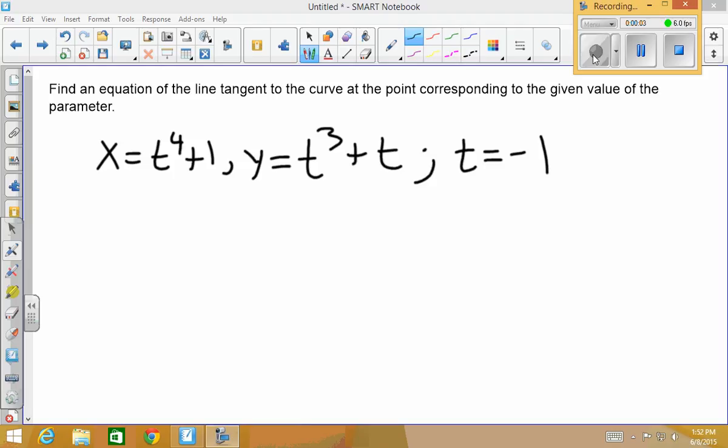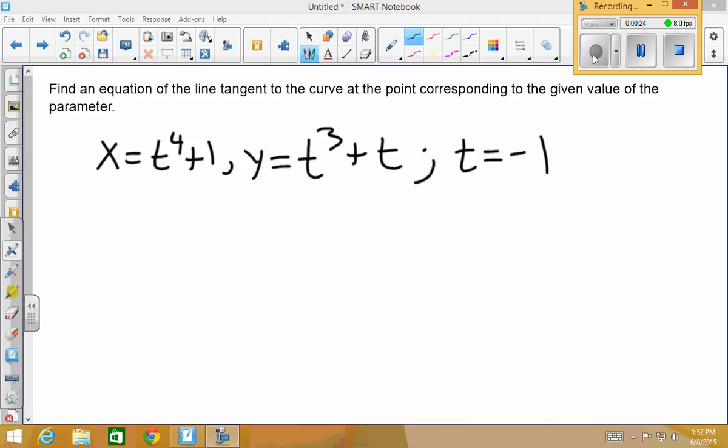Find an equation of the line tangent to the curve at the point corresponding to the given value of the parameter. Here we have x equals t to the fourth plus 1, y equals t cubed plus t, t equals -1. When we're finding an equation of a line, most often we'll use the point-slope form.